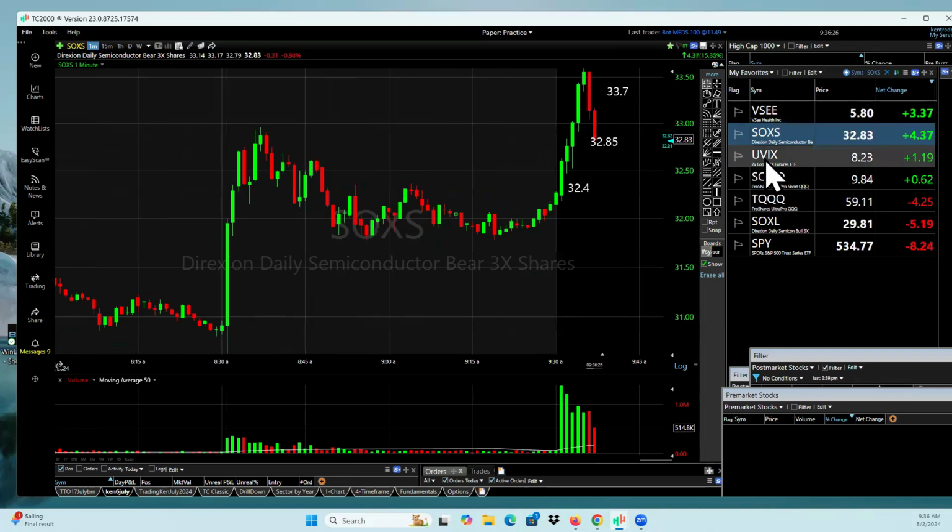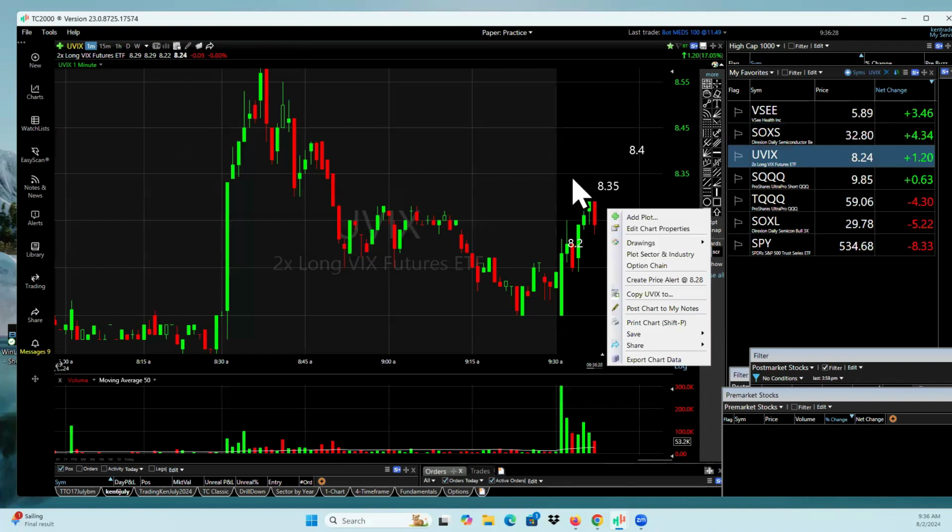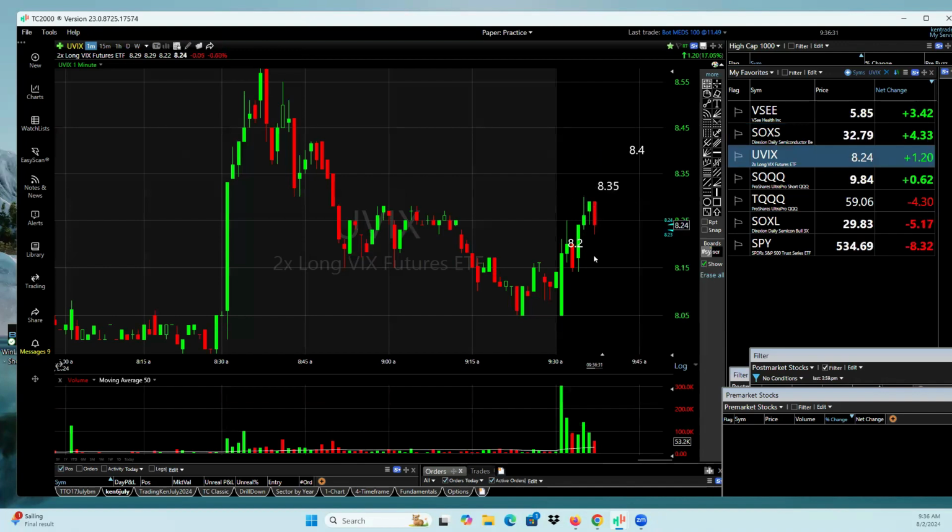So that was good. Now UVIX is starting to bounce here, not quite up yet. We're going to go in at 8.30. Our first entry is 8.20. So knowing what we know about risk management, what do we do? We go back to cash if it gets to 8.20. So cash out, that's a scratch. It went up a little, came back down. No harm, no foul. We're out at break even, right?